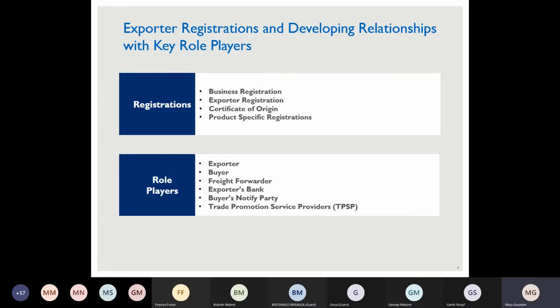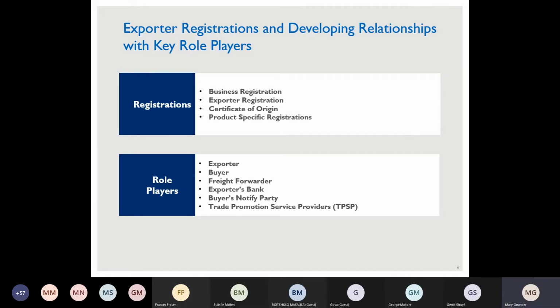So all of these you need to register as early as possible, and then you've got your product-specific registration. So if you need to register with the Department of Agriculture, you do it as early as possible, because then you will need your SBS certificate, and you need to have that all in advance. You cannot get your product ready for exporting and then start looking for these certifications, because there will be delays.